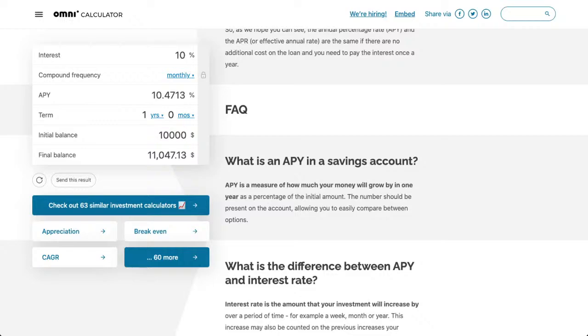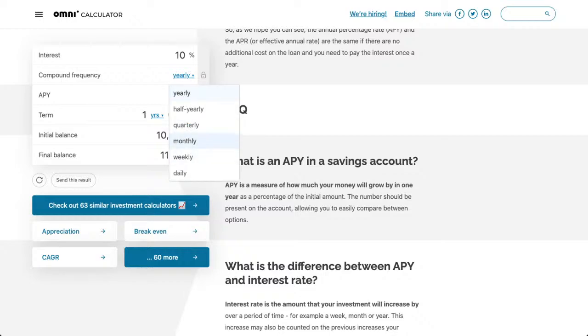So the actual APY is higher than the interest rate they're going to give us because they're going to compound each month. They're going to compound the interest that we earn each month, which gives us a higher return over the year. So fantastic. $10,000 will turn into $11,047. Now let's assume that we didn't have monthly compounding and we just had flat interest for a year. Then the interest rate and the APY would be exactly the same, 10%.